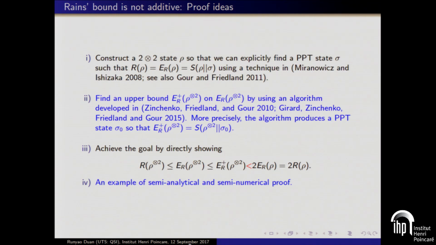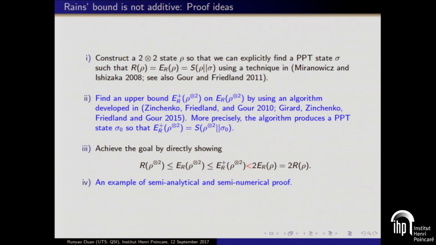But now consider the case where, given a sigma, you find some state rho such that the relative entropy of this state is equal to this relative entropy. That's something you can do. So that's a little bit different. Otherwise, you probably find nothing new here, right? But that's something new, okay? And then what we do is we find some upper bound for this relative entropy, but for two copies. For two copies, we find the upper bound for this.